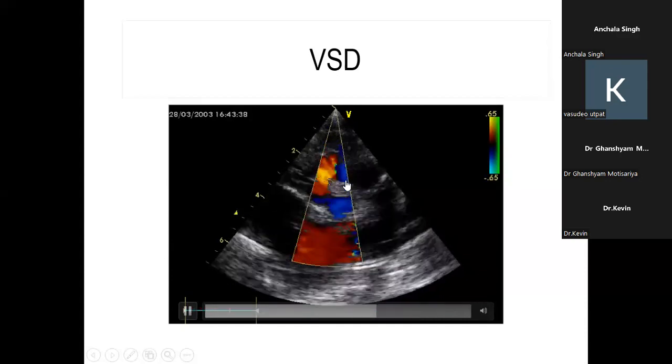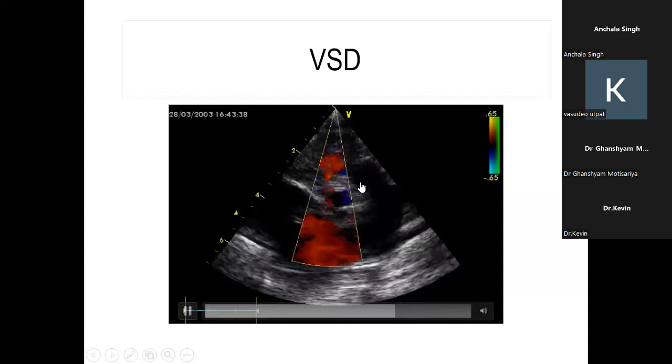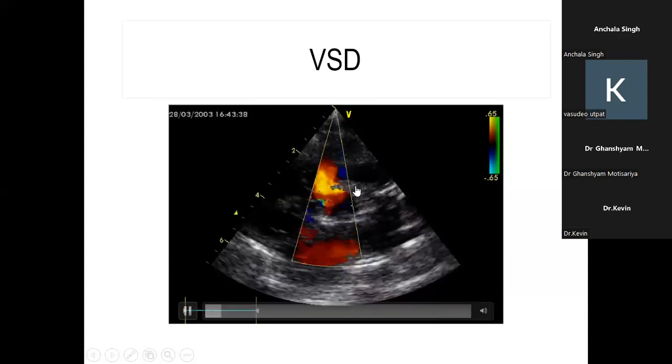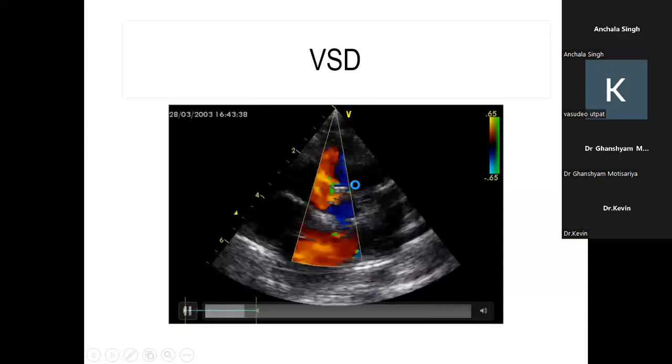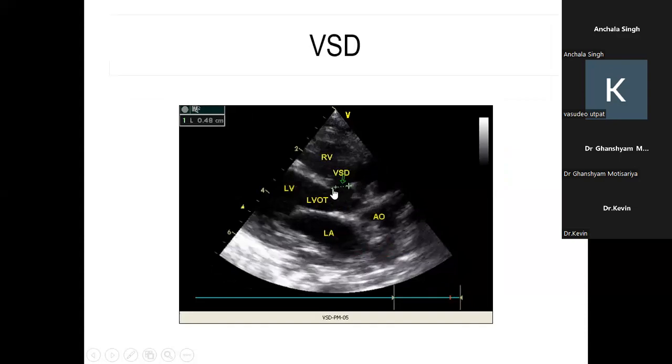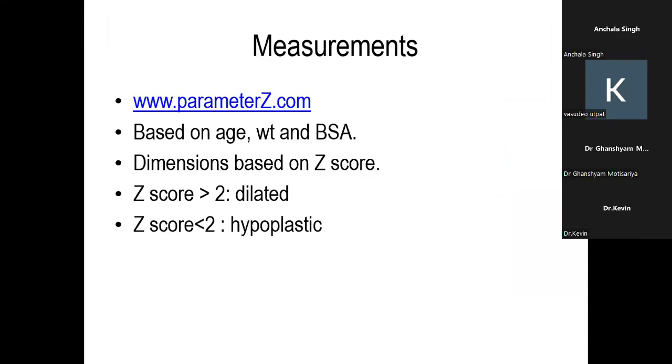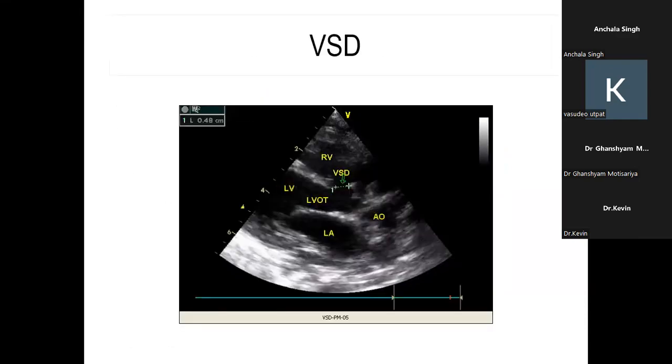If there's a VSD over here, this is muscular. And if there's a VSD over here, it is a doubly committed or subpulmonic VSD. This doubly committed or subpulmonic VSD will always be associated with vegetations. So here I have measured it. Now we should not measure it. We should always take a gradient of these VSDs.